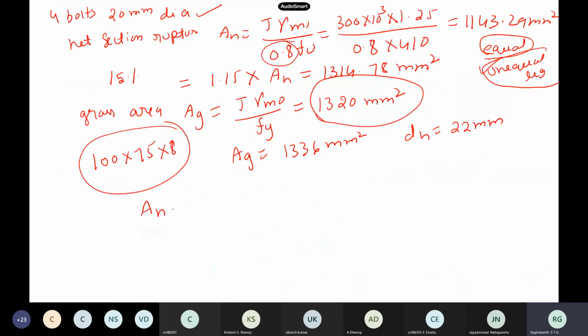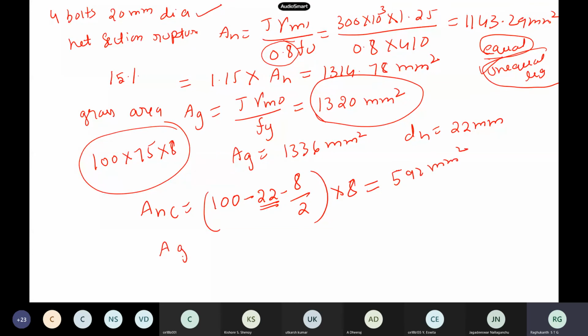So now you have to find out TDN. ANC, that is 100, because the long leg is connected to the member. So we do 100 minus 22, the diameter of the hole, minus 8 by 2, that is T by 2, the thickness, multiplied by 8. So 592 mm square we get. Then the outstanding leg, that is the gross area of the outstanding leg, is 75 minus 8 by 2. We subtract T by 2 because the same thing may get overlapped here and there, so we adjust. This turns out to be 568 mm square.